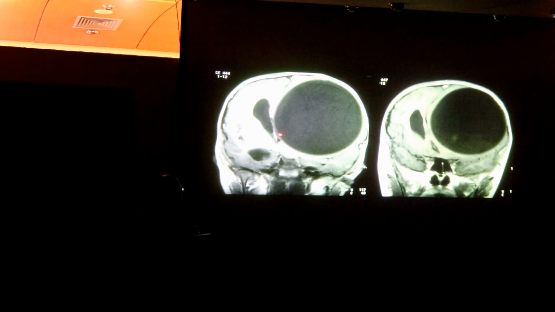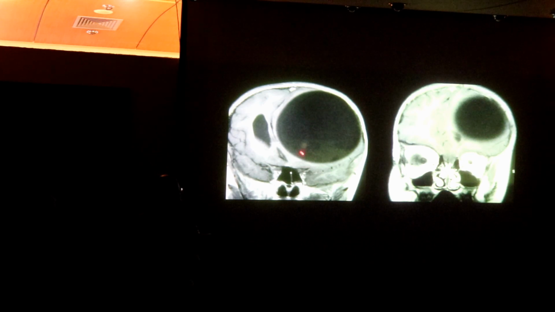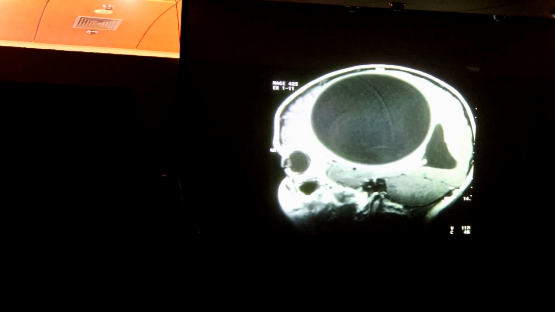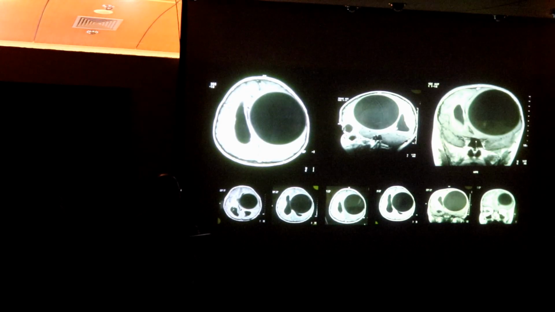I think this is coronal, the same finding. This is pre-contrast, this is post-contrast, no difference. Pre-contrast, post-contrast, coronal view, there is no evidence of any enhancement. This is sagittal view, there is no evidence of enhancement. T1 method, post-contrast, pre-contrast, the same findings.